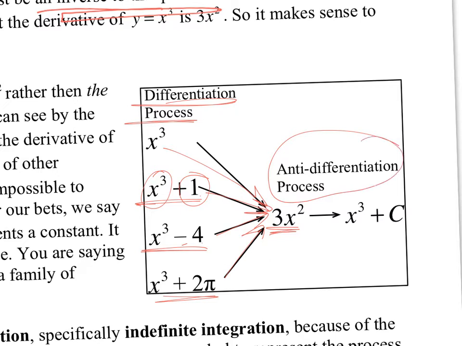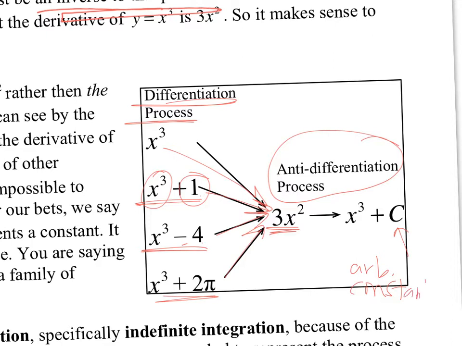The anti-differentiation process is taking a look at this function and saying, this is the derivative, what was the function? So we take the anti-derivative. And since we know all of these came from some form of x to the third plus a constant, or just x to the third, we know that it's x to the third plus c. And there are rules, and they'll make sense in a few minutes. But c represents an arbitrary constant.